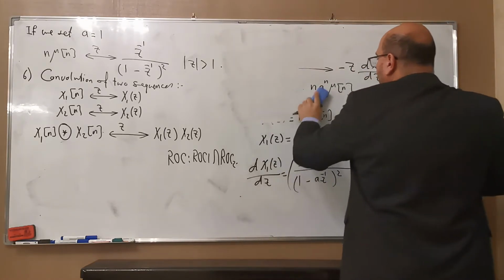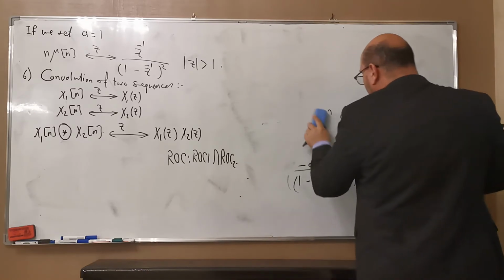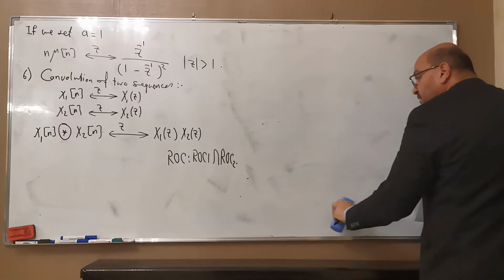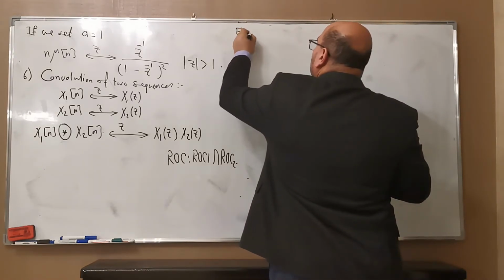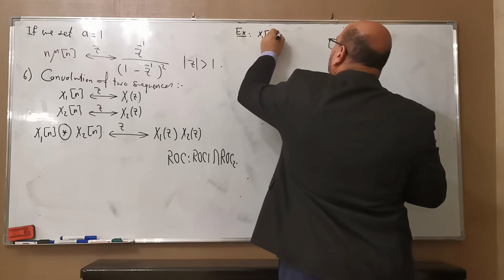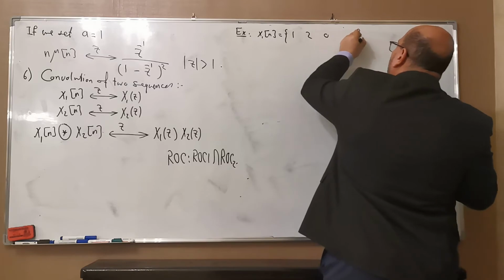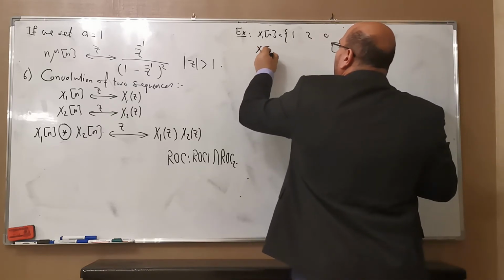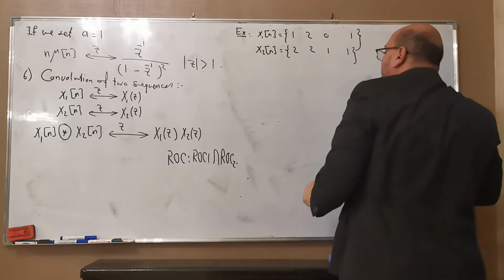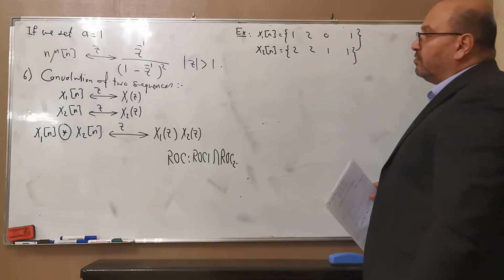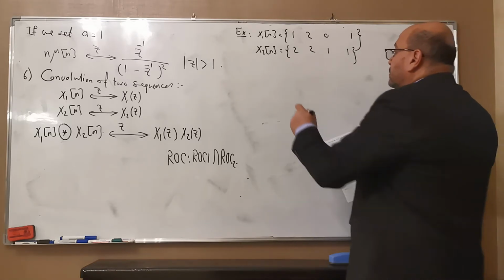Let's take an example which we had before. The example here is two sequences. The first one, x1 of n is equal to 1, 2, 0, and 1, and x2 of n is equal to 2, 2, 1, and 1. And we would like to do the convolution, but using the Z transform and Z transform inverse.